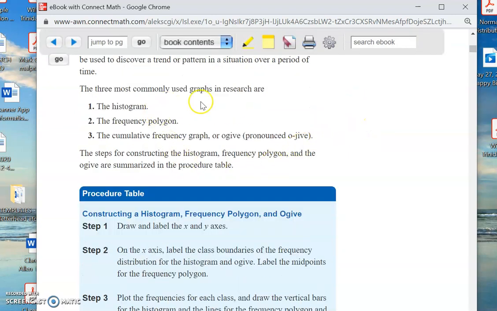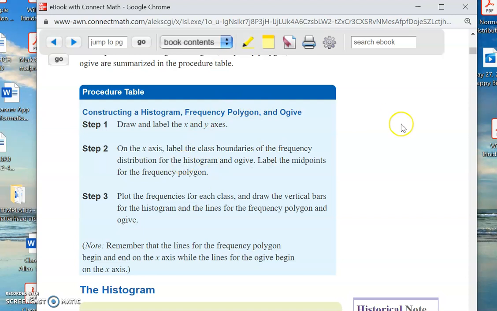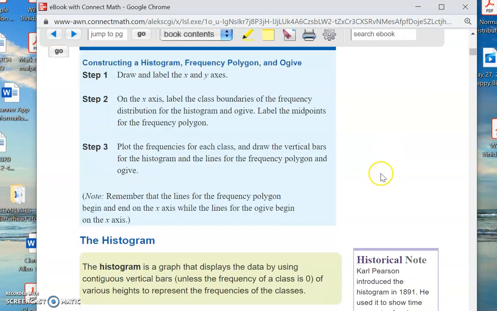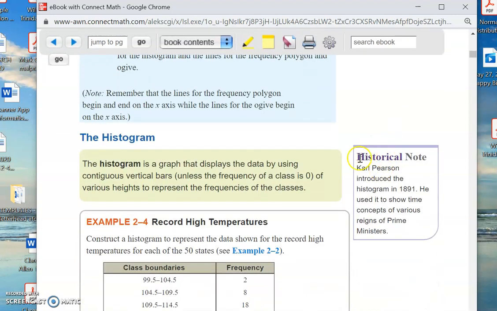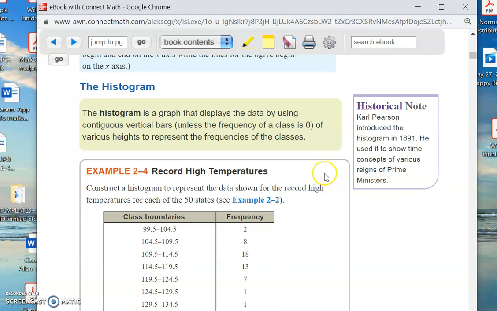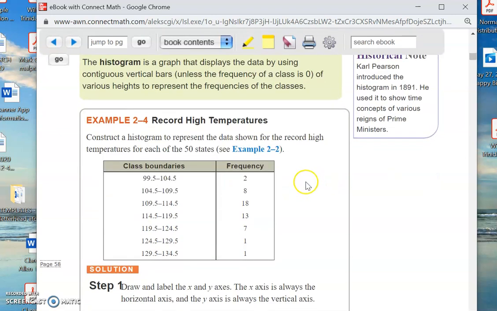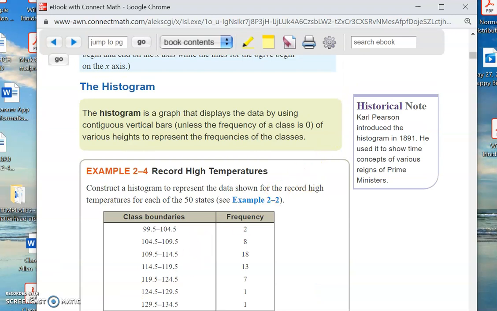All right, so the 3 most common ones, we have a histogram, the frequency polygon, and a cumulative frequency graph, otherwise known as an ogive. Okay, so here's always the rule. He always has in the blue tables, he has the algorithm. An algorithm is a step-by-step process. And what the heck is a histogram? It's impossible that you've never seen a histogram. You've seen them somewhere, somehow.